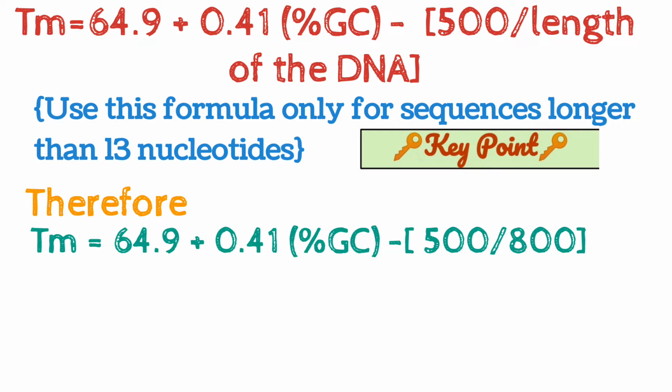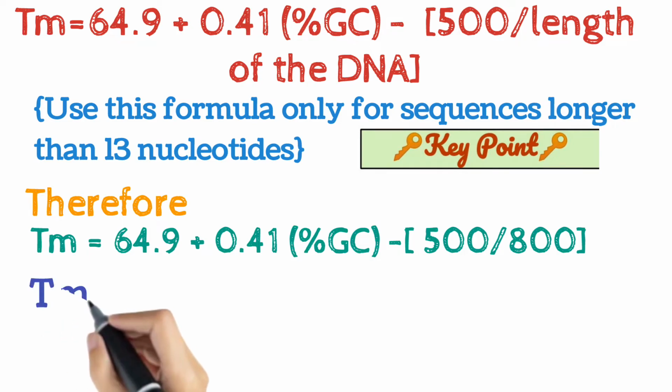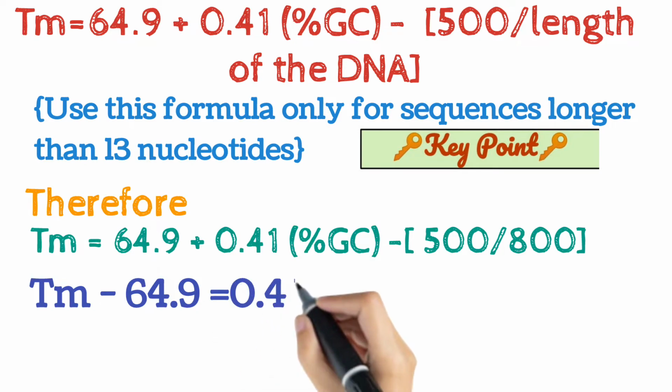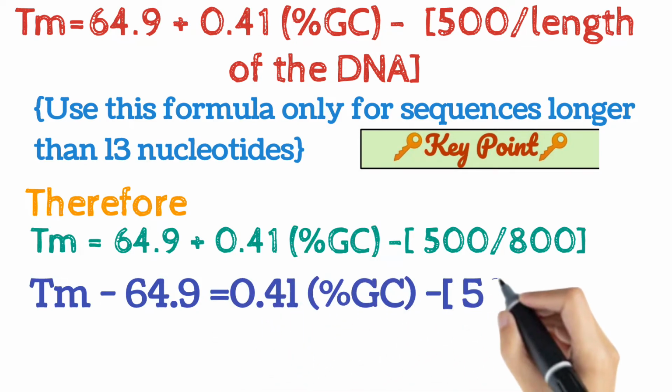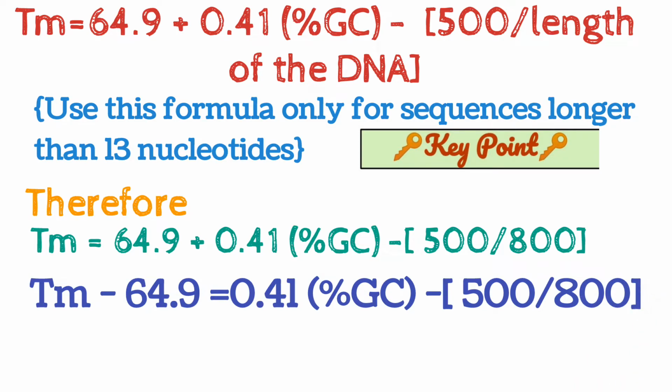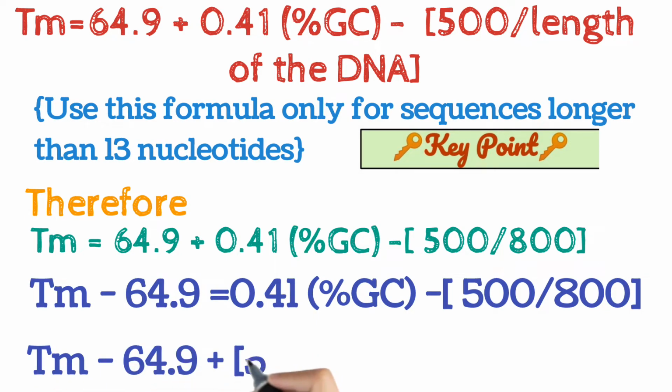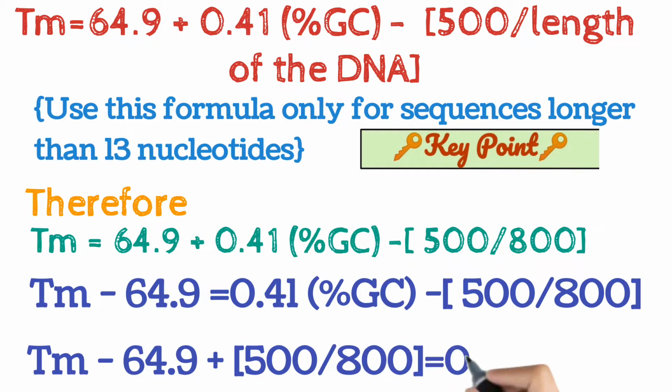Now use the mathematics rule to solve the equation. You should know the rule of mathematics. So we will rearrange the equation for solving it. Take 64.9 to the left hand side of the equation. It will be negative on the left hand side as it is positive on the right hand side. So the equation will be Tm minus 64.9 is equal to 0.41 in bracket percent GC, bracket close, minus 500 by 800. Again take 500 by 800 to the left hand side.